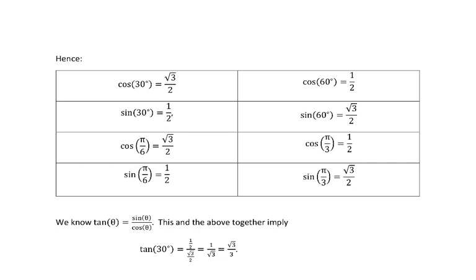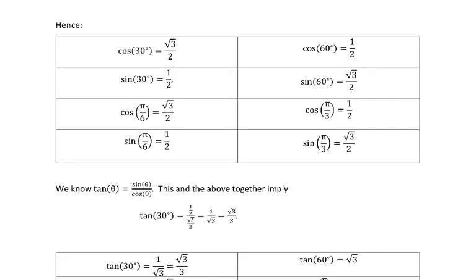Let me just say this: pi over 6 is 30 degrees in radians. I might have misspoken, so let me say it again. 30 degrees in radians is pi over 6. 60 degrees in radians is pi over 3. So that's all I'm doing here.